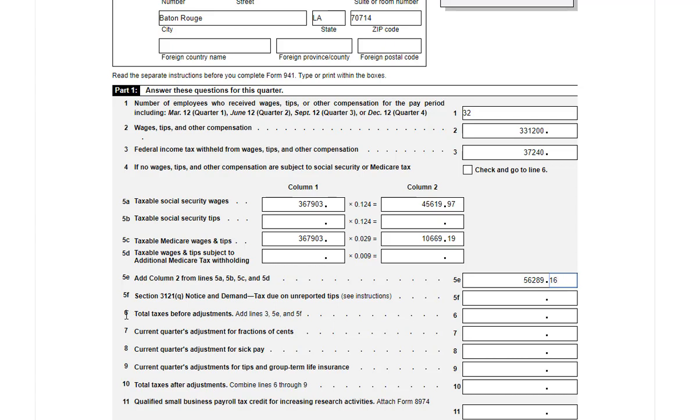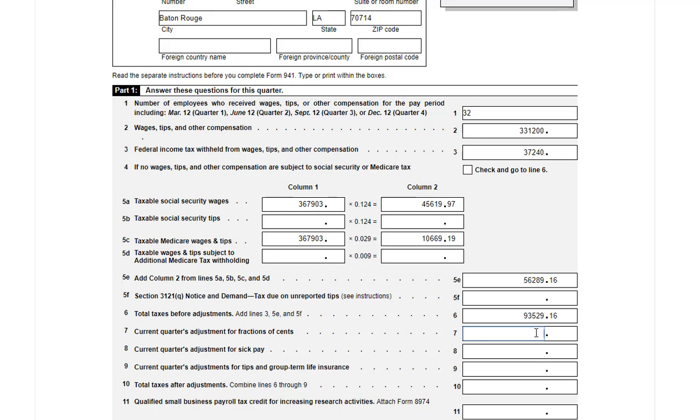Next, jump to line 6. The total taxes before adjustments. We need to add lines 3, 5E, and 5F. That amounts to $93,529.16. Line 6 is the total federal income tax withholding, Social Security tax, and Medicare tax combined. And that's what we entered here in line 6.